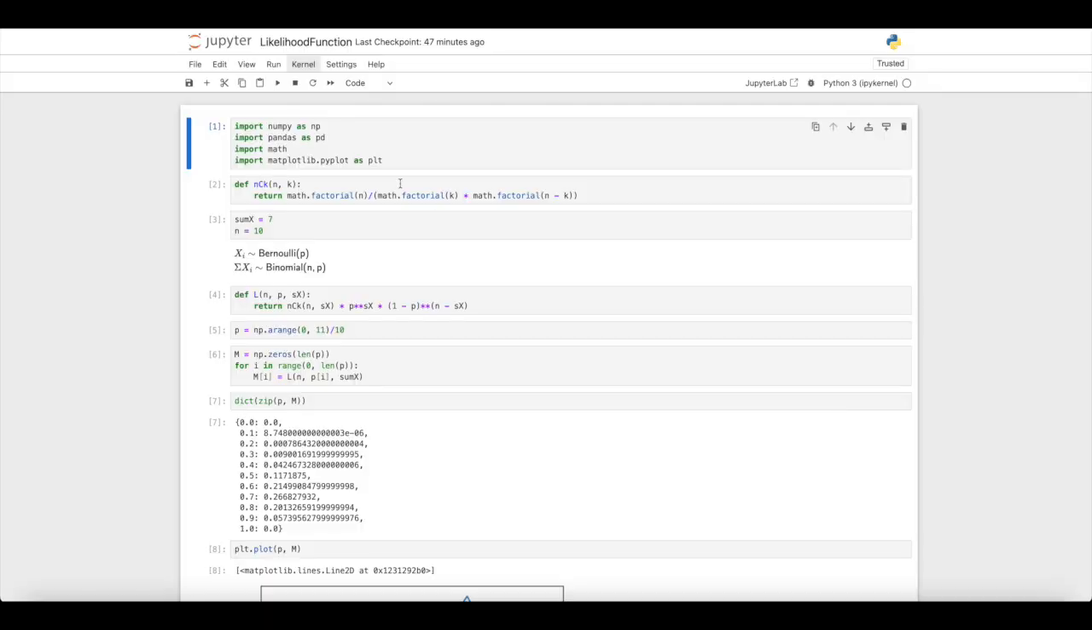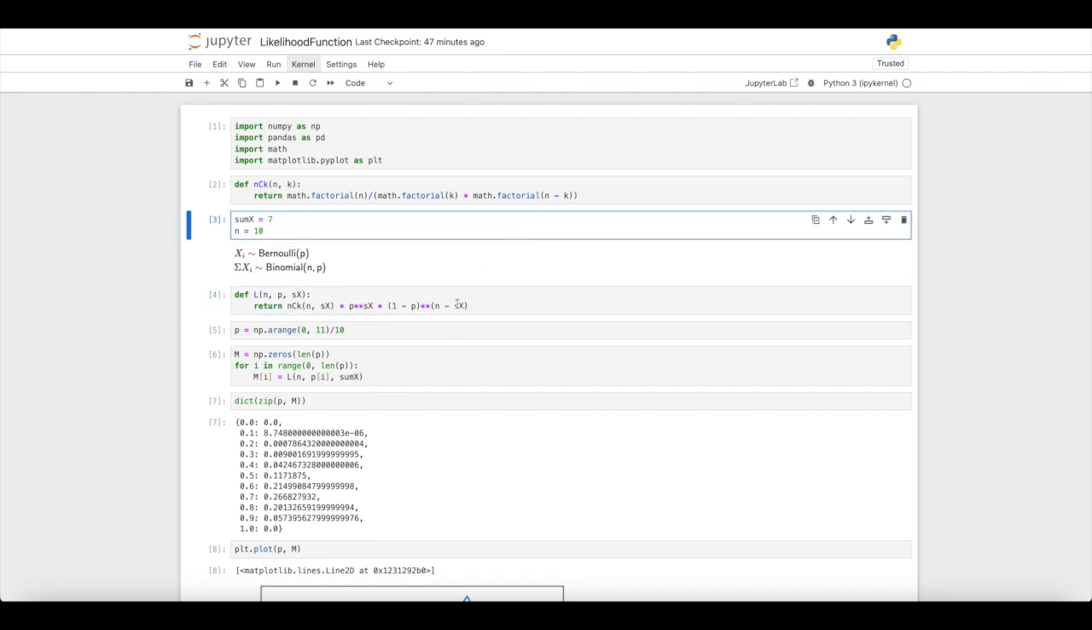Alright, so I have written the Python file for this. I've just imported some libraries and the choose formula. Now these are just some variables. Okay, so if each xi is from Bernoulli p, then the summation of xi is from binomial of n comma p. That is just the result.